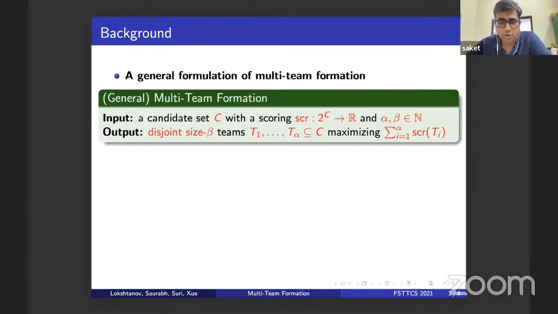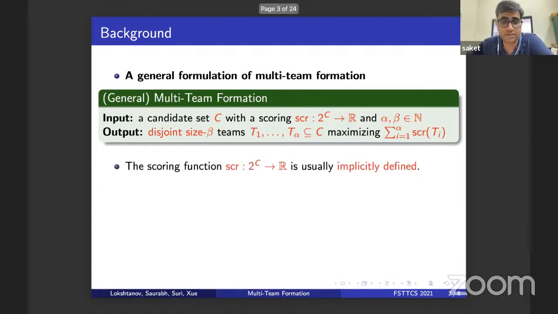So we are going to talk about a slightly general formulation of what is known as multi-team formulation. In this problem, there's an input which consists of a candidate set C, and you have some scoring function which tells you that if you choose some particular subset of candidates, what score you get. And there are two integers alpha and beta given to you, and your objective is to find alpha teams each of size beta, pairwise disjoint, maximizing the sum of their scores.